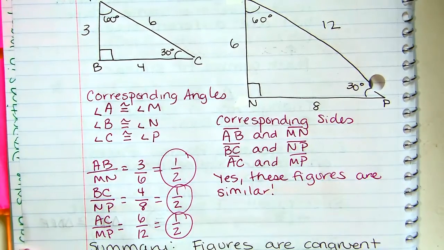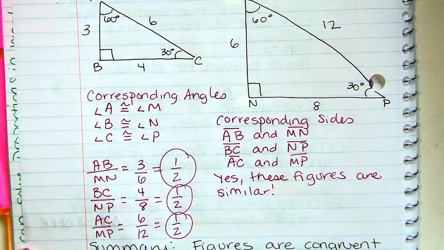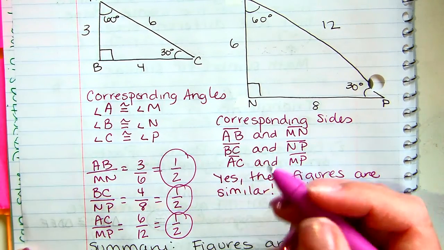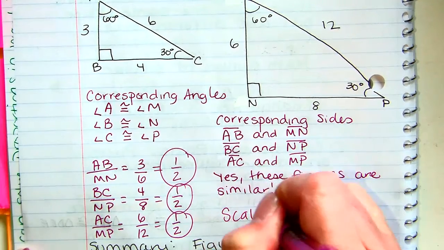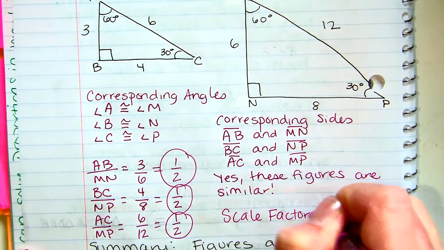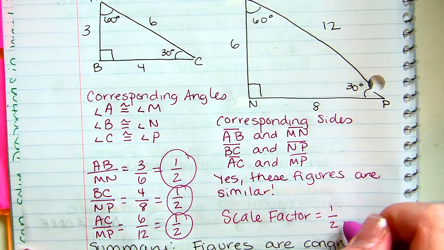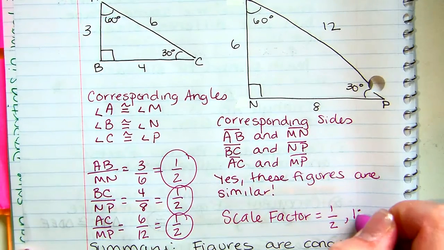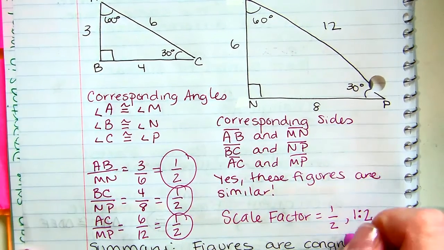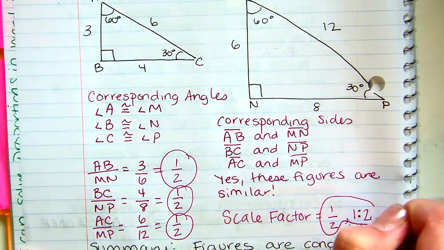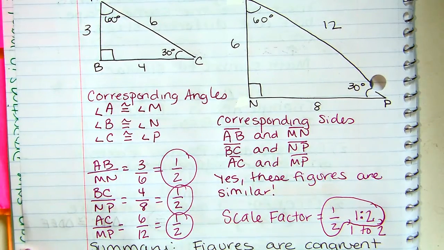Now, one other piece of information that we need is our scale factor. Now, the scale factor is the simplified ratio. So, their scale factor is 1/2. And once again, we can write it as a fraction. We can write it as 1:2. We could also write it as 1 to 2. 1/2 and the 1:2, though, are the preferred ways to write this.